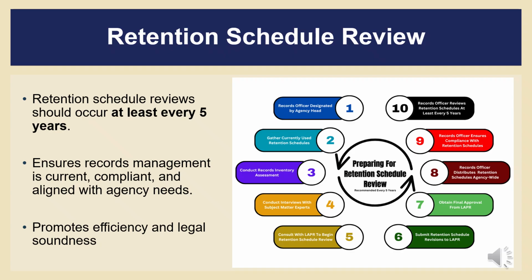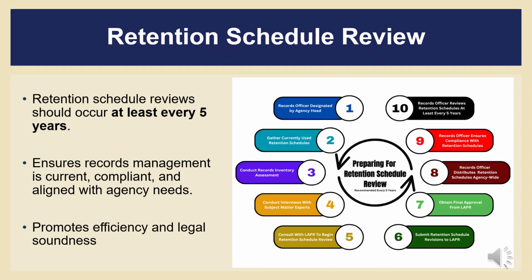Now let's walk through the key steps in the review process, as outlined in the graphic on the right. 1. Contact the designated agency records officer. Every agency should have a designated records officer. This individual is responsible for managing and submitting any changes to the agency's retention schedule. 2. Gather applicable retention schedules. Collect all relevant, general, and custom schedules to ensure a comprehensive review. This includes both agency-specific and statewide schedules.